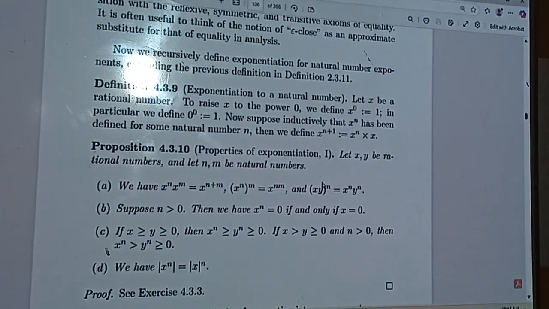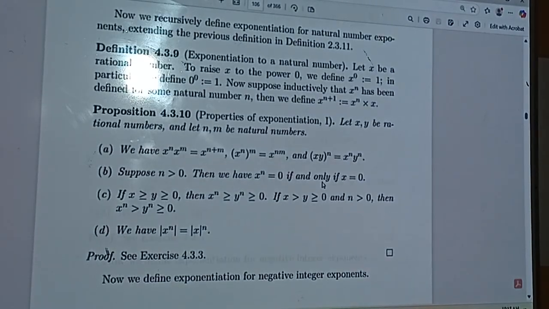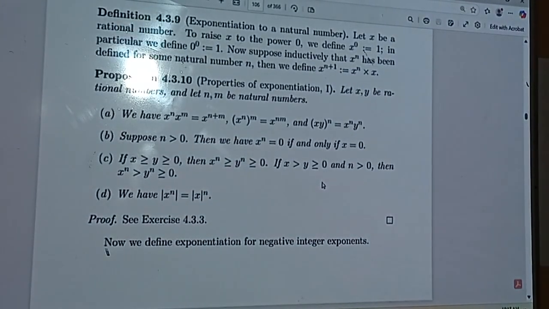Then modulus, no last one? Part D, modulus of x to the n is modulus x raised to the power n. I guess I'm just clicking and going. Do you understand or I'm just clicking?